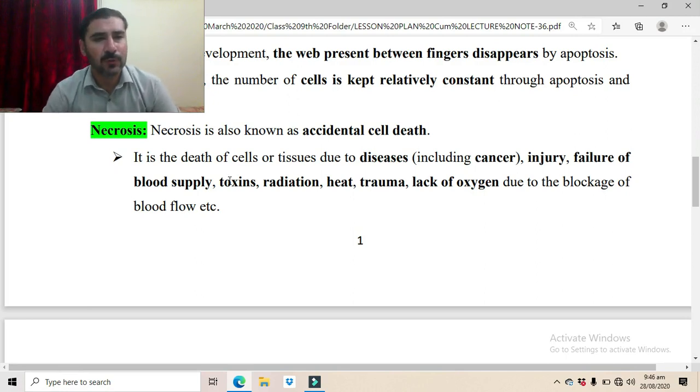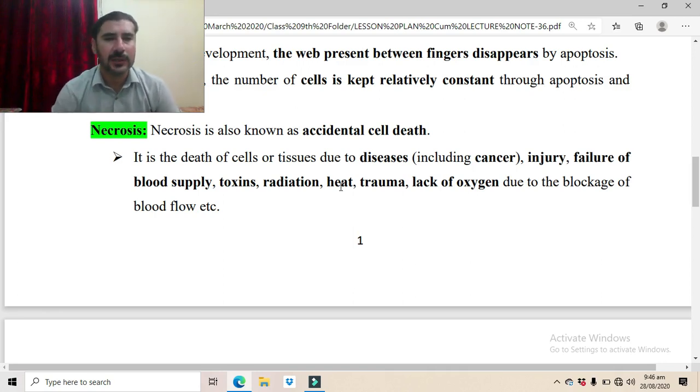Toxins, various disease-causing bacteria produce toxins, and these toxic substances basically kill the cells. That is necrosis. Radiation, various high energy radiations, for example UV rays, gamma rays. Whenever the cells are exposed for a long time to these high energy radiations, these cells start dying. That is due to necrosis.